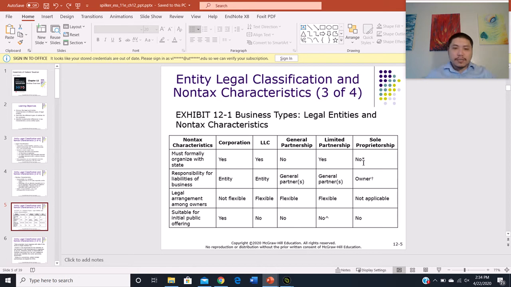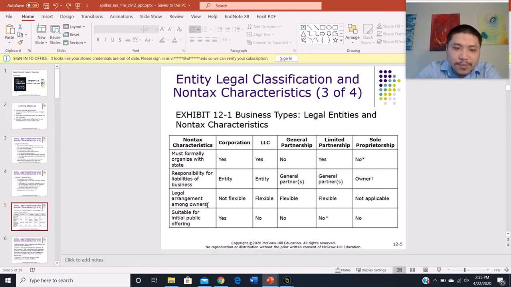All right. So let's talk about the responsibilities for the liabilities of the business. We know that for a corporation and for an LLC, the business owners are protected. All the liabilities are assumed solely by the business, and if the business fails to fulfill the liabilities, then the business owners are not going to be chased after. But for a partnership and for a sole proprietorship, usually the owners are the ones who are ultimately responsible for the liabilities of the business, right?